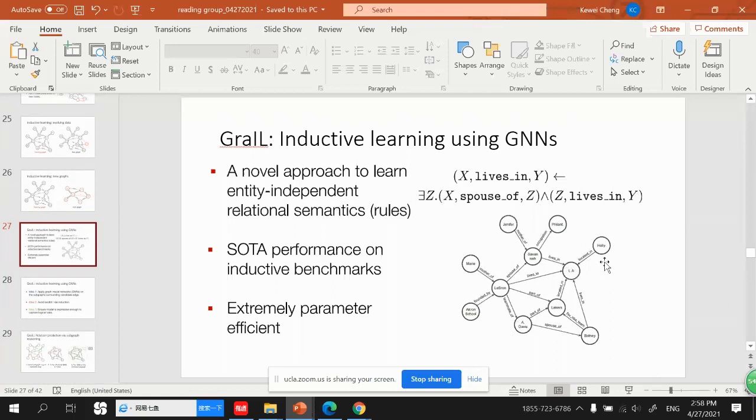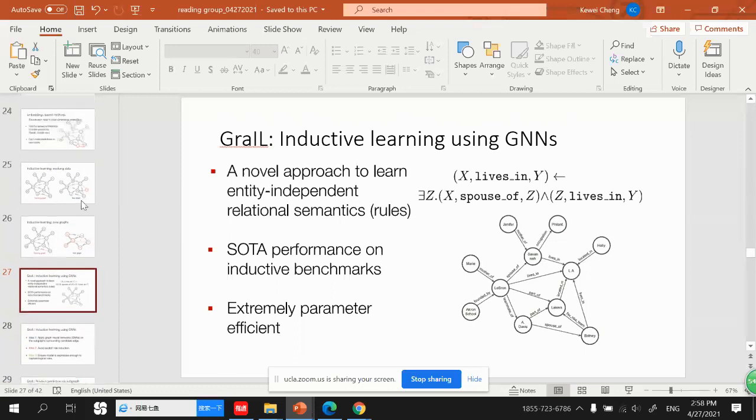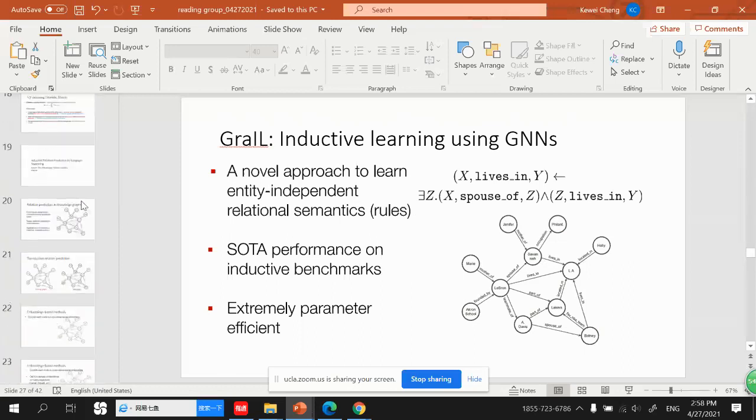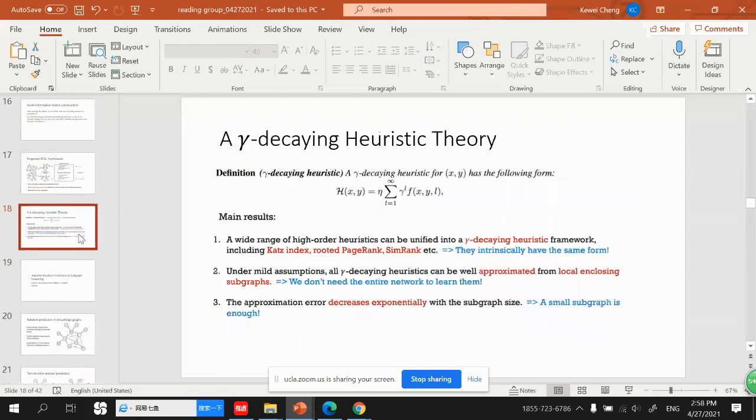As stated in the first paper, there are many heuristics, but essentially they can be summarized into a unified form: if there are paths connecting two nodes, then it is more likely there is a link between them. But for the first paper, the main difference is that it's a homogeneous network. We don't have to differentiate the types of links there.